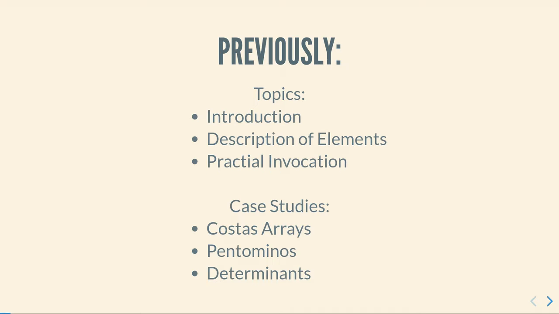Now, in the previous tutorials, we went through 3 case studies. Particularly, we went through a case study of Costas arrays. We went through pentominoes as an example, and we also touched on determinants, I believe. These are 3 example case studies that were published in AAAI and Pre-Chi respectively. Hopefully, you have links to those kinds of programs. But in this one, we're going to have another case study as well.